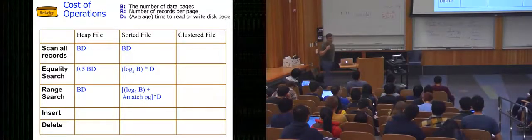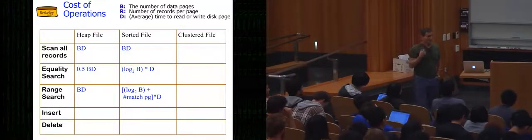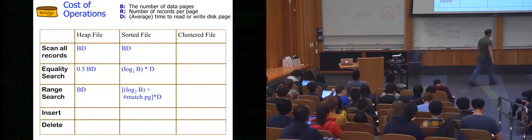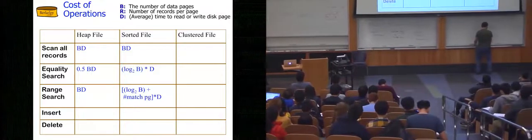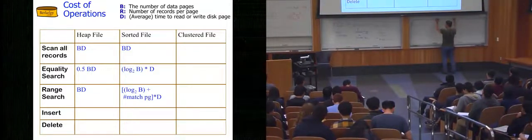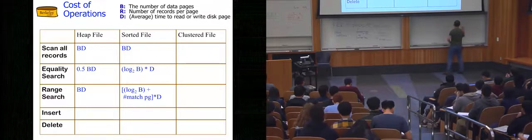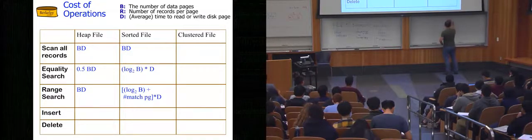What about deletion in the sorted file? Now remember I said we have to keep the darn thing compacted. Let's draw a picture. I like pictures. So we're going to find it by binary search. We found it.